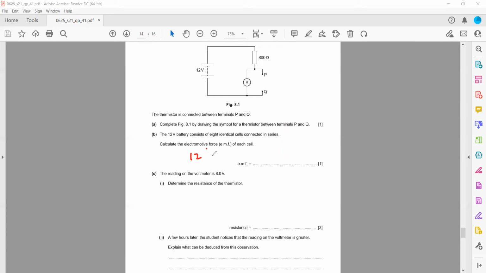So it will be 12 divided by 8. This will give us the voltage of each cell. That is 1.5 volt. Now the reading on the voltmeter is 8. Here this is 8, so it means this will be 4 because this is a voltage divider circuit.